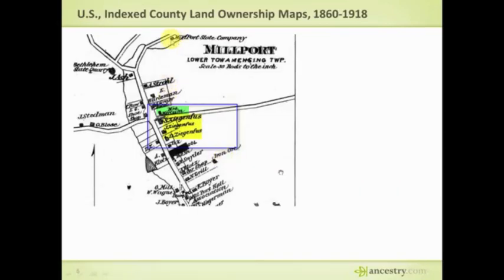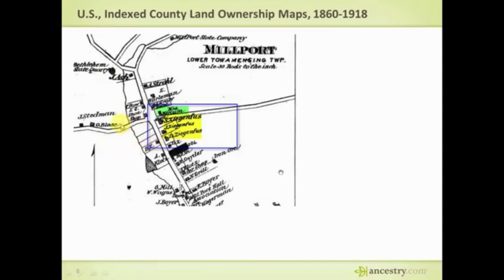So moving on. This is the U.S. Indexed County Land Ownership Maps that I talked about. These go from 1860 to 1918, and these are wonderful, rich maps. I just love these. This one is for Millport in Lower Towamensing Township in Carbon County, Pennsylvania. This is actually some of my husband's ancestors here, the Ziegenfusses.